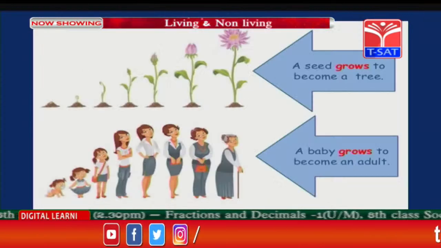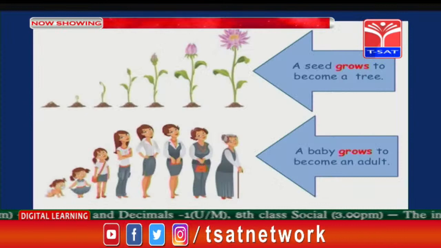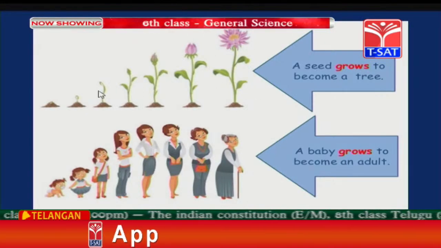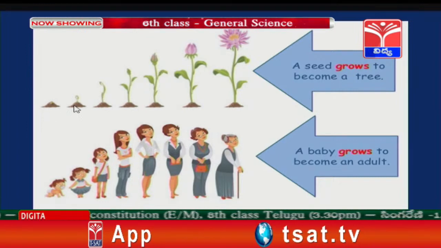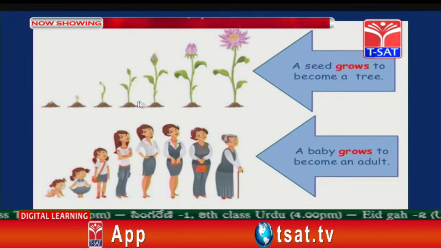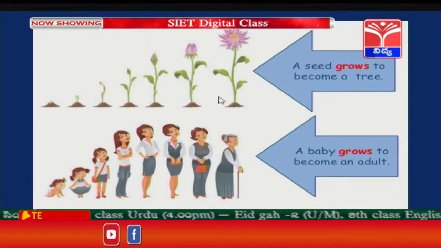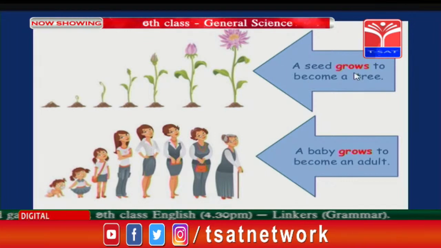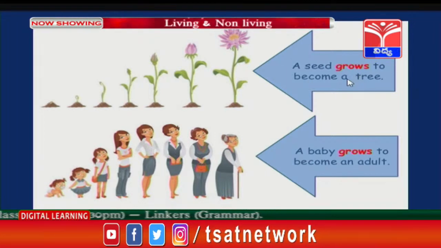See here, children, you can see the first one here, a seed grows to become a tree, isn't it so? So, when we plant a seed, slowly it germinates, it develops into a plant sapling, slowly it develops to a small plant, then afterwards it finally develops into a tree, isn't it? So, that means growth is seen in plants, that is the characteristic feature.